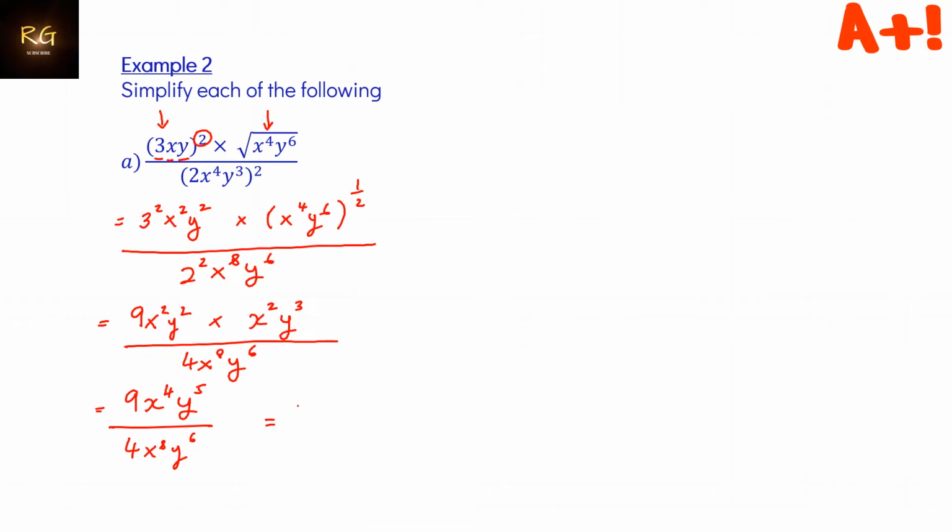And then equals to, now we can divide 9 with 4. 9 over 4, we can just write it as 9 over 4. And then x to the power of 4, when we are trying to divide with x to the power of 8, we just need to minus the powers with each other. So 4 minus 8 is going to give you negative 4. Again, y we can write it because it's the same base, right? And then 5 minus 6 is going to give you negative 1.